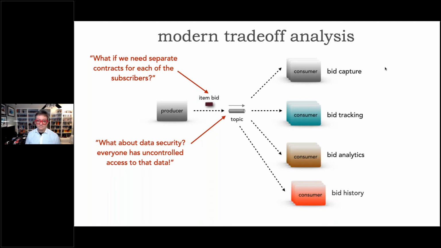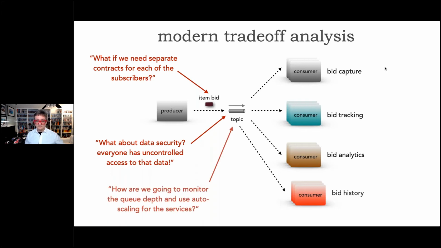Also, any of you who do a lot of messaging quickly realize, wait a minute, part of what we have to do in this auction system is auto scaling of services. And the way we do that is the throughput. How we measure throughput is the queue depth. So if I'm using a topic, I can't monitor a queue depth. We can't use auto scaling. Oh, yeah.